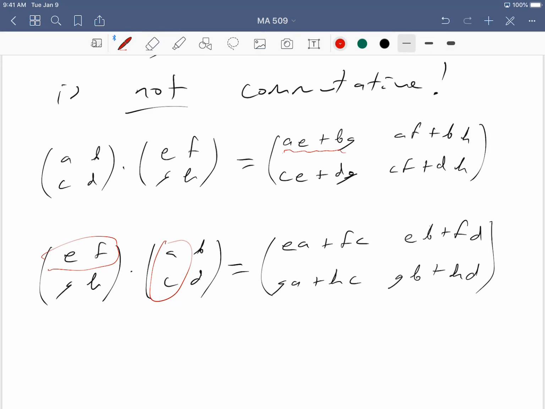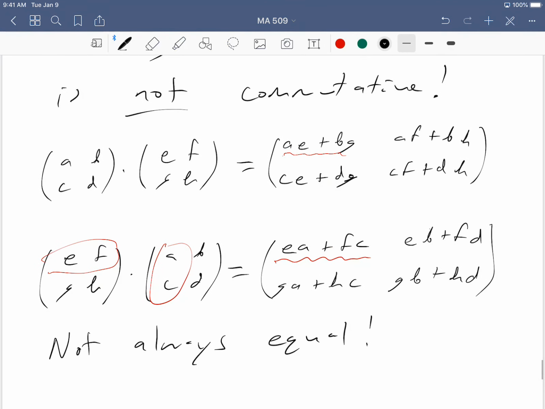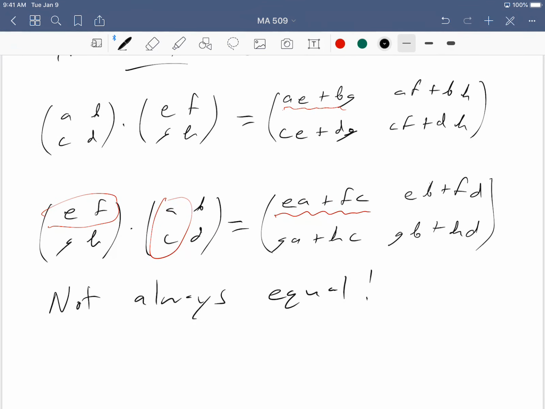So if we compare these two things, they're not the same, right? At first we see, oh, AE, that's the same as EA, but look at that AG and FC. There's no reason that those two things have to be the same. They might be. There might be choices of those numbers that make these matrices match, but they're not always going to match. So these are not always equal. Okay, so matrix multiplication is not commutative. The order that you multiply matrices in is very important.